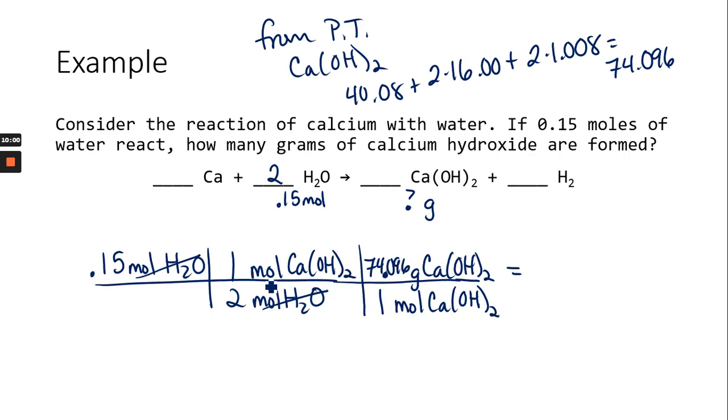So when I multiply and divide, the moles will cancel, giving me grams of calcium hydroxide, which is what I'm looking for. So now we can take our calculator and say 0.15 times 1 divided by 2 times 74.096 divided by 1, and we get our answer. We want two significant figures because of our given value, so we would say 5.6 grams.